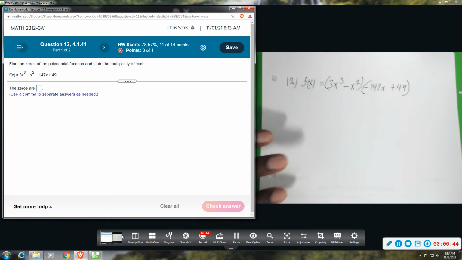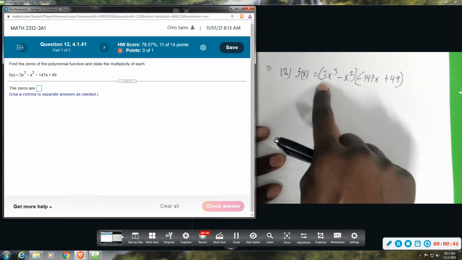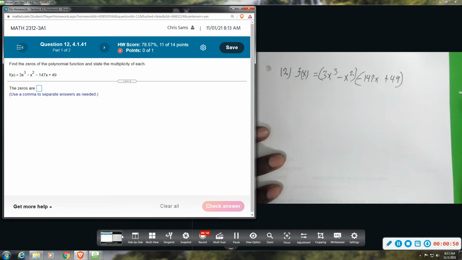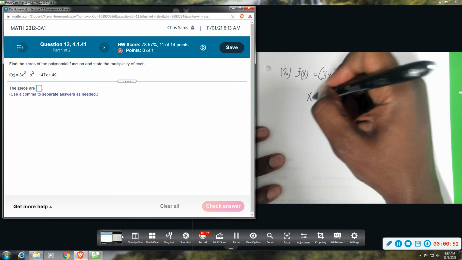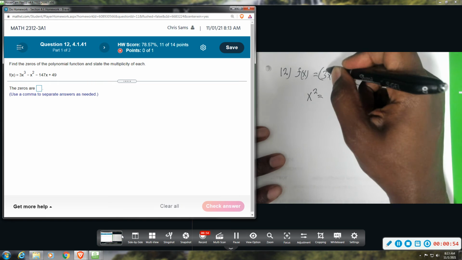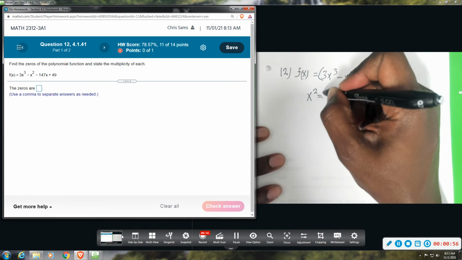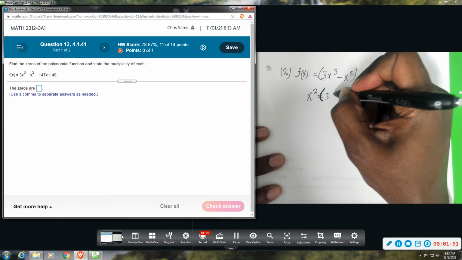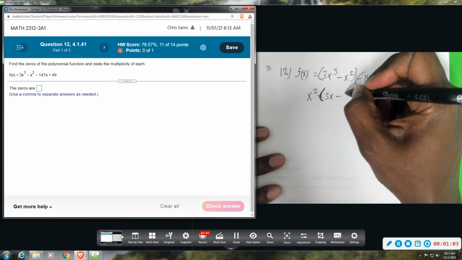And we're going to factor out what these 2 have in common. They both can give up an x squared. So I'm going to pull x squared out, and then I'm going to write what's left in parentheses. We're going to be left with 3x and then minus 1.